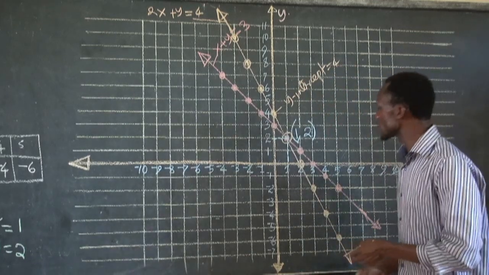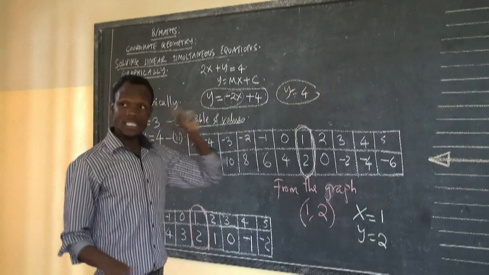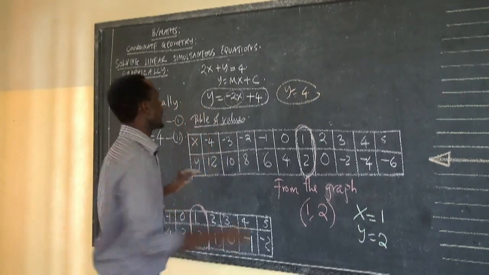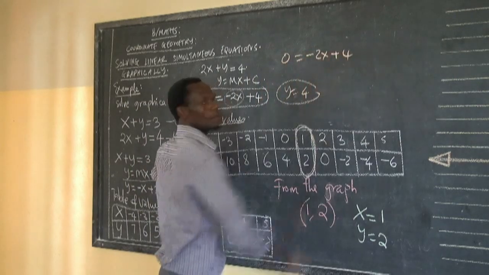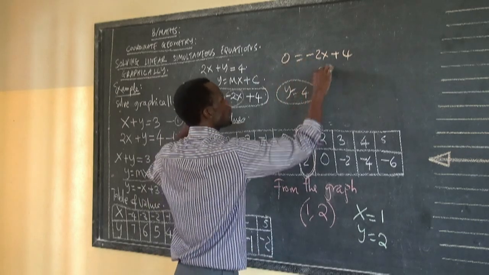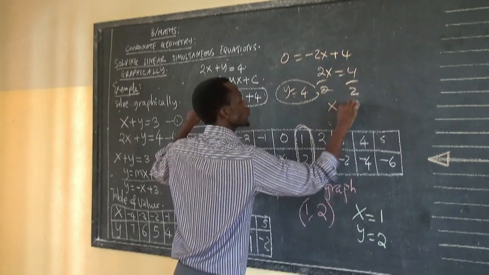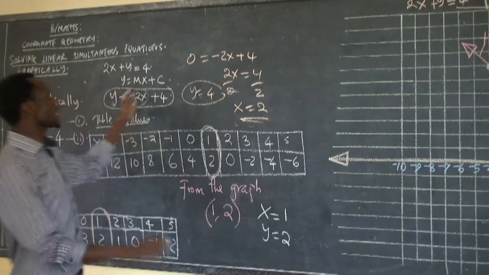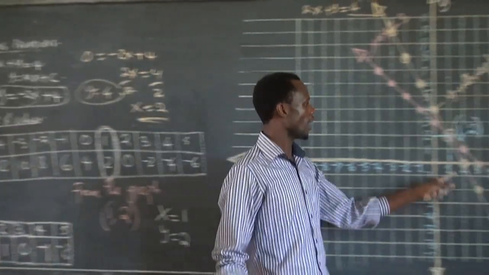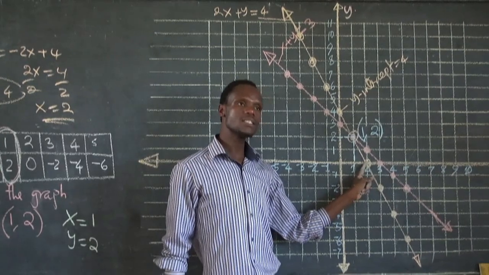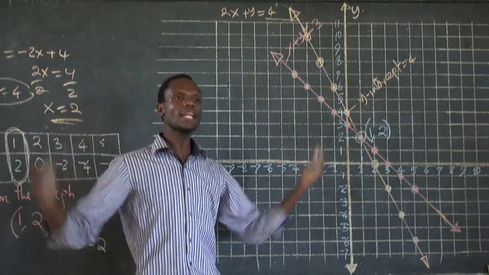But the x-intercept is obtained here. The x-intercept is obtained when y is equal to 0. Now if you put 0 here, 0 is equal to negative 2x plus 4. Now this is taken to the other side. Now you have 2x is equal to 4. Divide by 2. Now x is equal to 2. And that's why the x-intercept for y equals negative 2x plus 4 is 2. You can see here, the x-intercept is 2. The same applies to the second equation and whatever the case is.